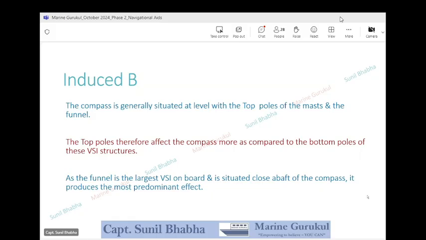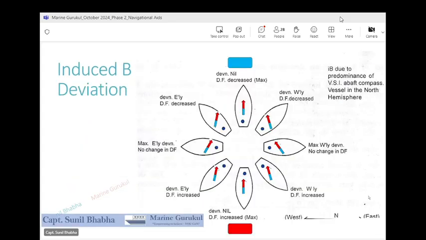Moving ahead now. Let us now try to understand the deviation generated by induced B coefficient. So you can see the ship on cardinal and intercardinal headings. And we can see the compass needle. The north end of the needle is red, the south end of the needle is blue. And we have a ship having a vertical soft iron aft of the compass, abaft of the compass.